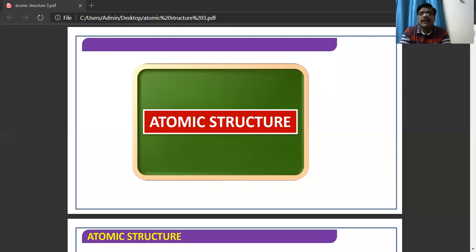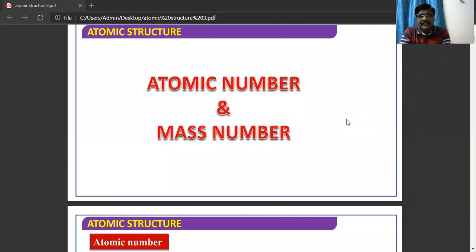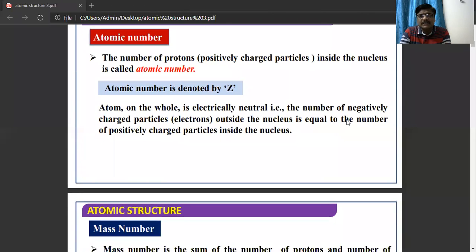Dear students, today I would like to discuss atomic number. So what is atomic number? Atomic number can be defined as the number of protons which are present inside the nucleus. The number of protons present inside the nucleus is known as atomic number.